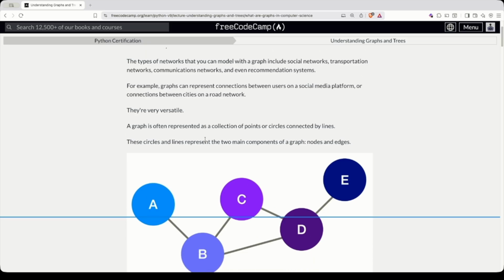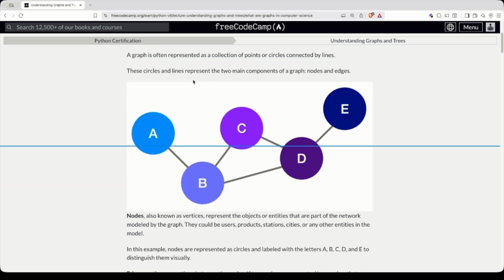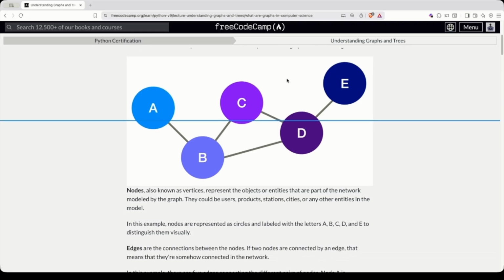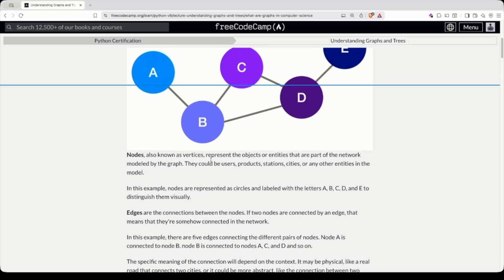A graph is often represented as a collection of points or circles connected by lines. These circles and lines represent the two main components of a graph: nodes and edges. Nodes, also known as vertices, represent the objects or entities that are part of the network modeled by the graph. They could be users, products, stations, cities, or any other entities in the model. In this example, nodes are represented as circles and are labeled with letters A, B, C, D, and E to distinguish them visually.